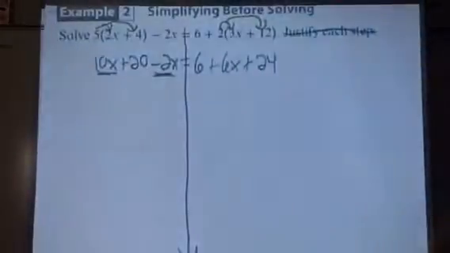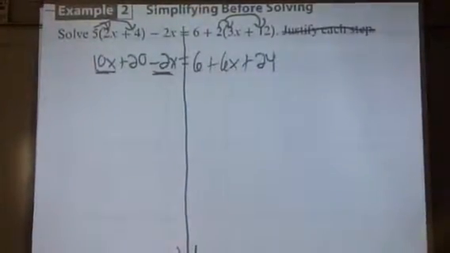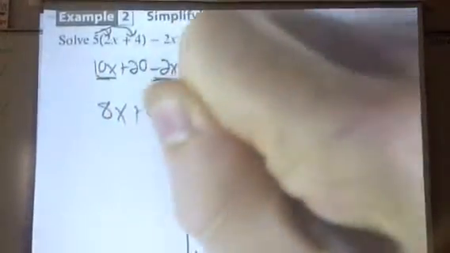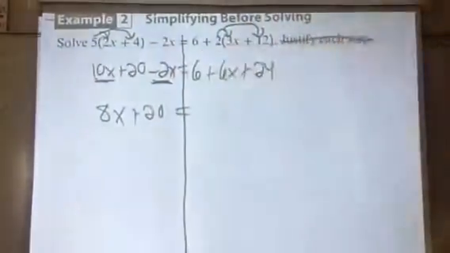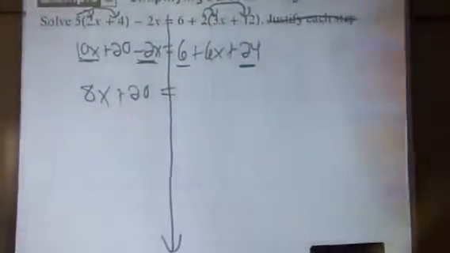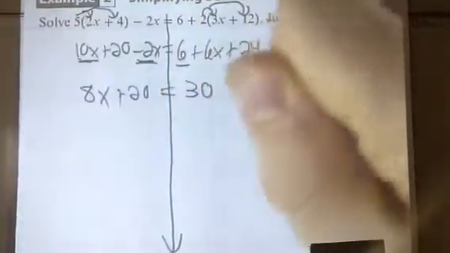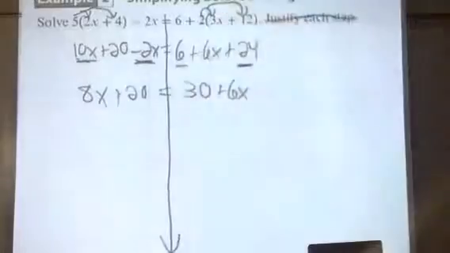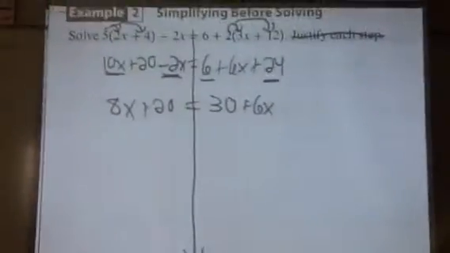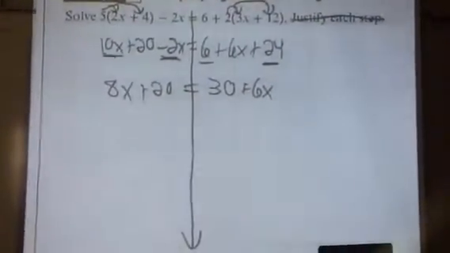Yeah. I've got a 10x minus a 2x. I'm going to combine that on the left side. 10x minus 2x gives me 8x plus 20, which equals, got to combine my like terms on this side. On this side, my like terms are 6 and 24. 6 plus 24 gives me 30 plus 6x.